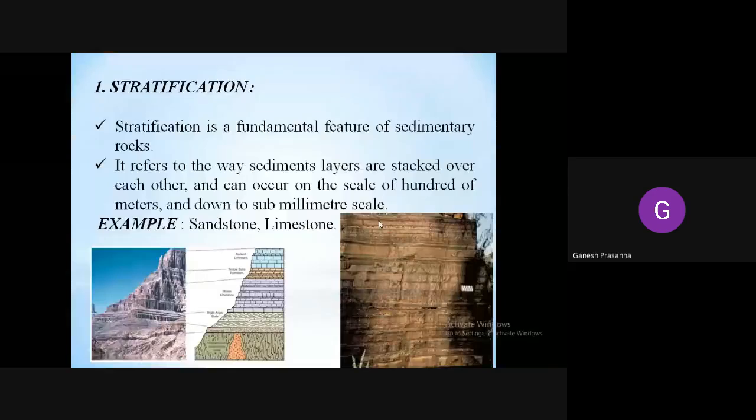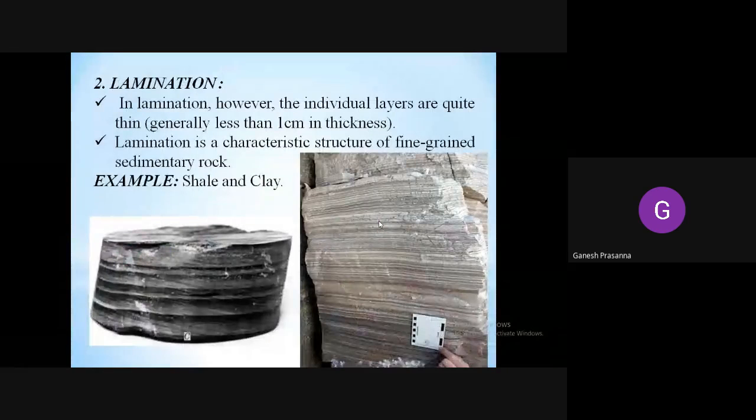Okay, so then coming to the lamination, lamination refers to the individual layers which are very thin. So it is a very characteristic feature of the fine-grained sedimentary rocks like your shale and the clay. You can see these refer to the individual arrangements. You can see the layers are arranged one above the other in very minute scales. Okay, so those are referred to as the lamination.